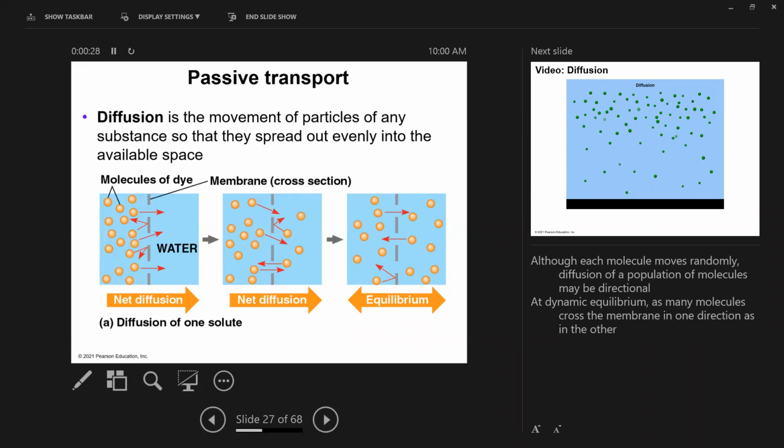All right, guys. We are looking at passive transport. And again, passive transport doesn't use any energy. So things are going to move from an area of high concentration to an area of low concentration. But you need to remember that molecules move randomly.